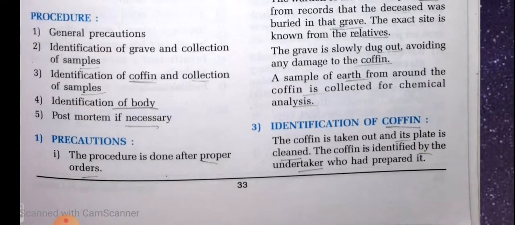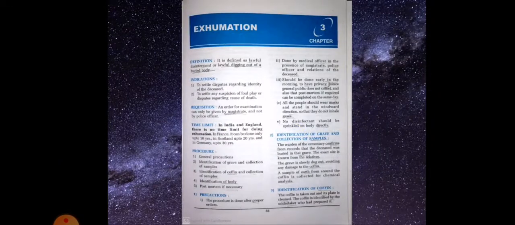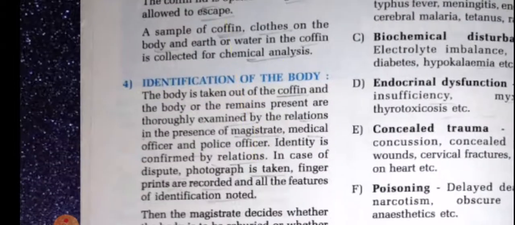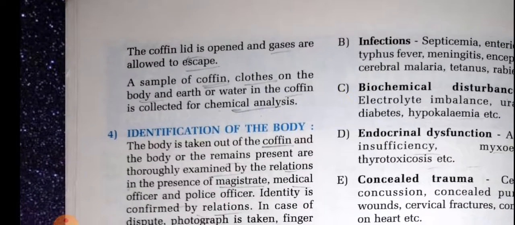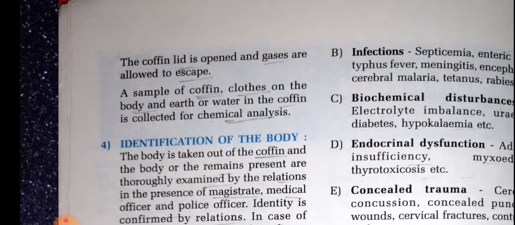Third, ID of the coffin. The coffin is taken out and its plate is cleaned. The coffin is identified by the undertaker who had prepared it. The coffin lid is opened and gases are allowed to escape. A sample of coffin cloths on the body, and earth or water in the coffin, is collected for chemical analysis.